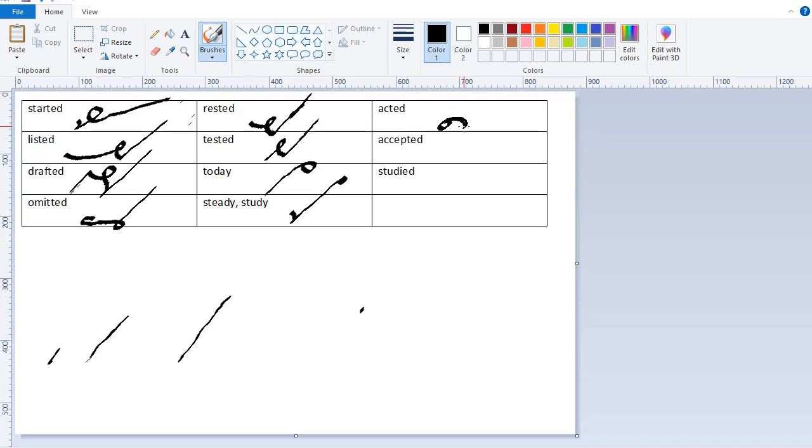Act, A, K, T, D. Acted. Accepted. We have accepted. So we have the ak sound for accepted, ak, and then sep, and then ted. Okay, so explanation.